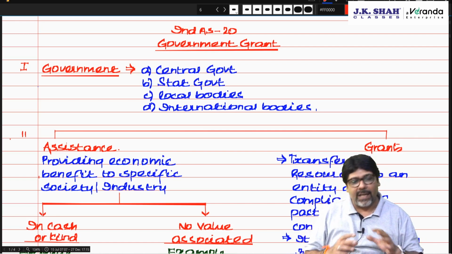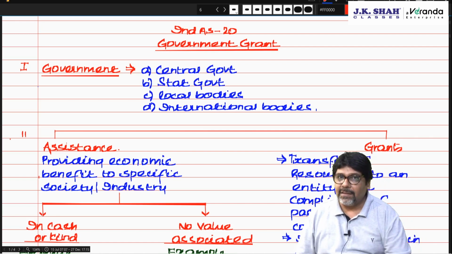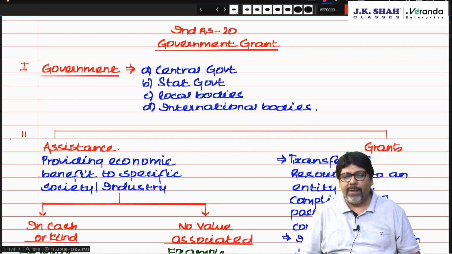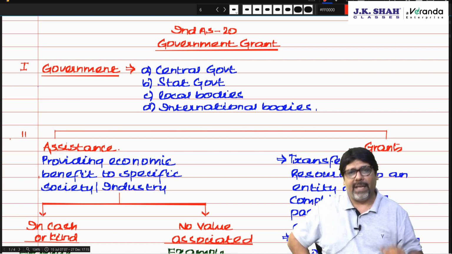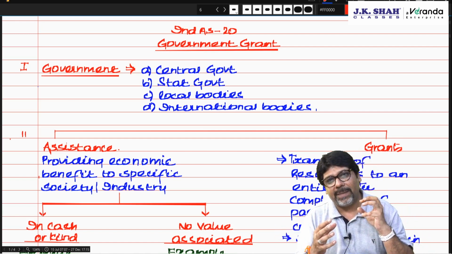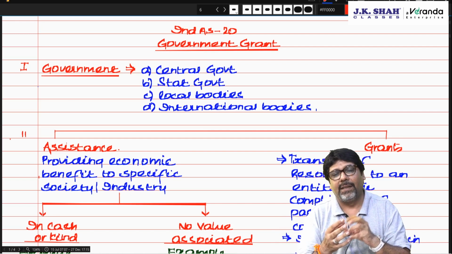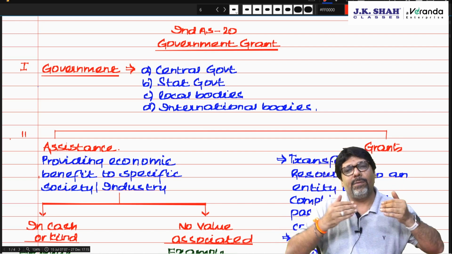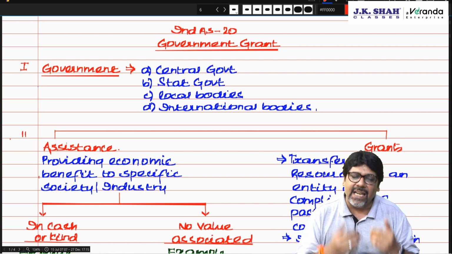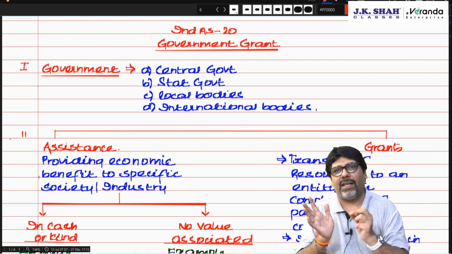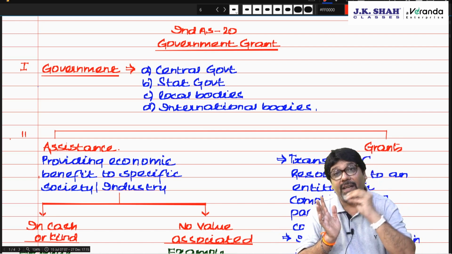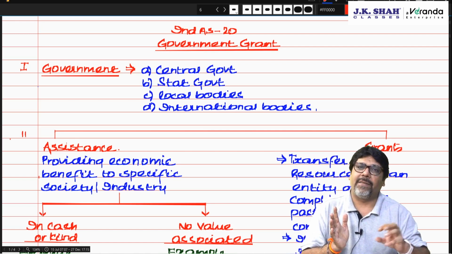What's the difference between grant and assistance? Assistance is providing economic benefit to specific society or industry. Grant is to a specific company, but assistance is to specific industries. It is not only for a specific company, but it is for a specific industry.